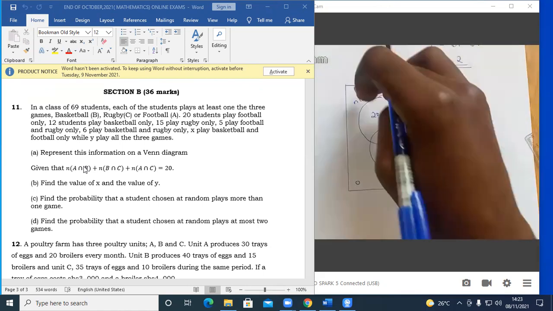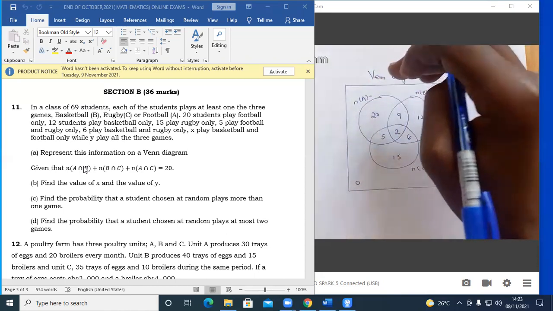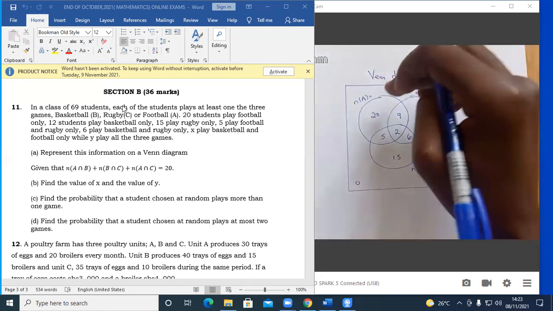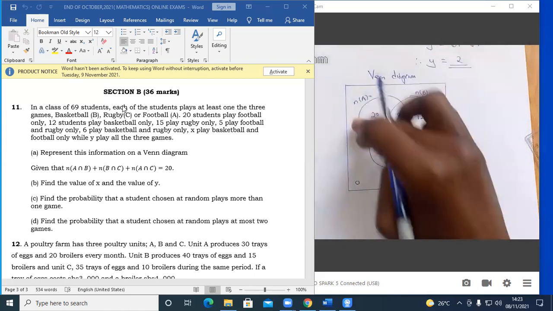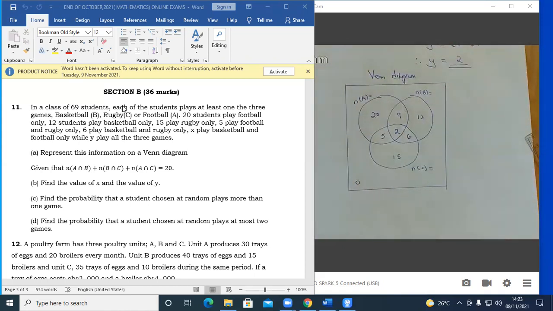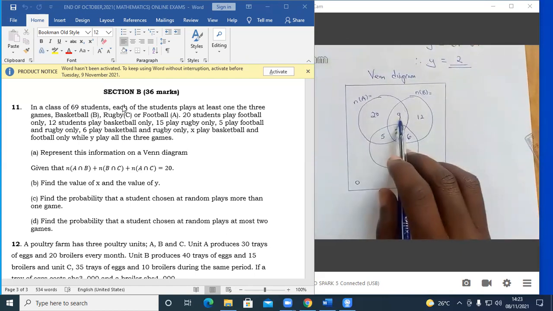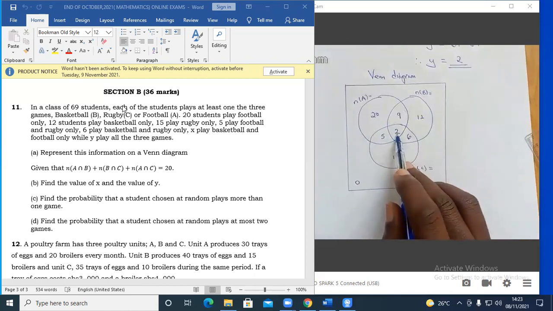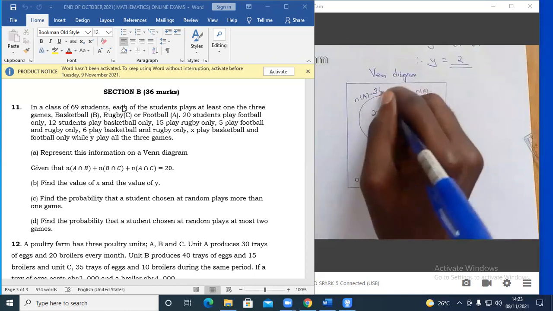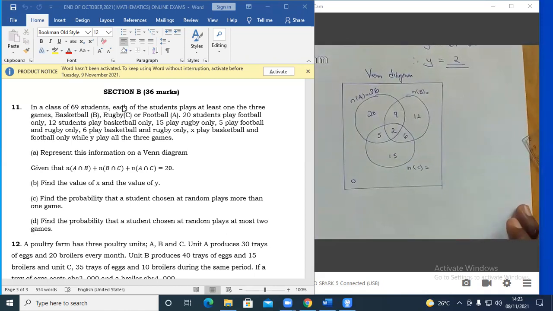So let's first find the number of students who played football. So you add all of this set. When you add all of that set, what do you get? 20 plus 9, that is 29. 29 plus 2, that is 31. 31 plus 5, that is 36. So there we shall have 36.